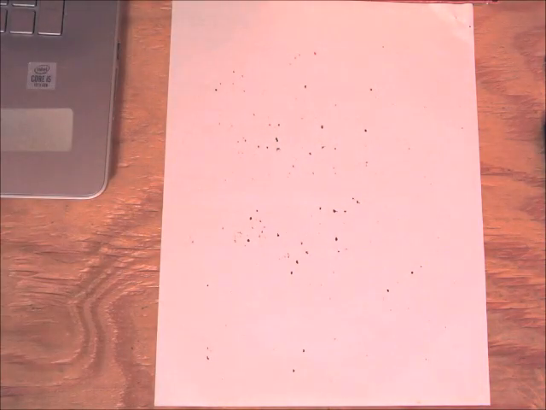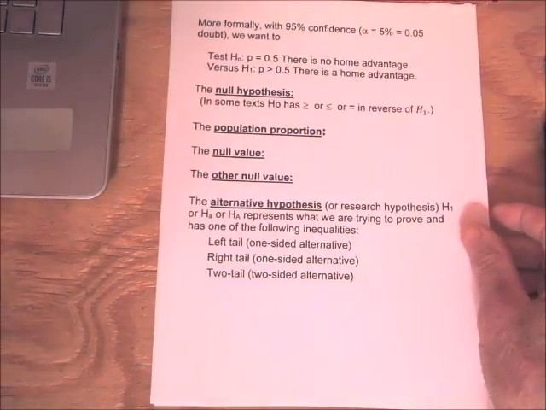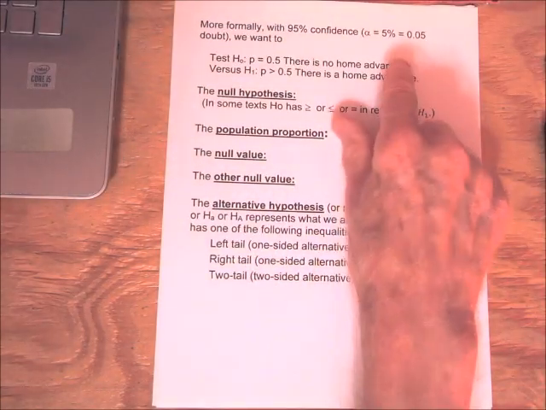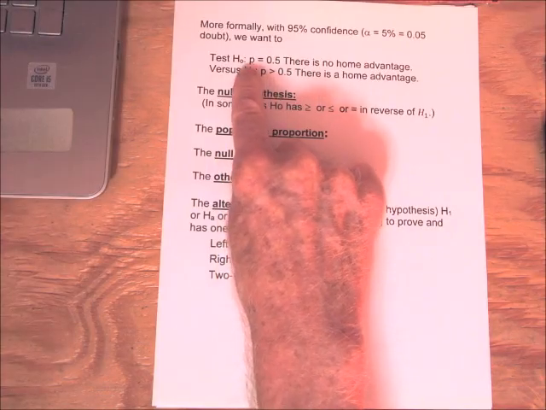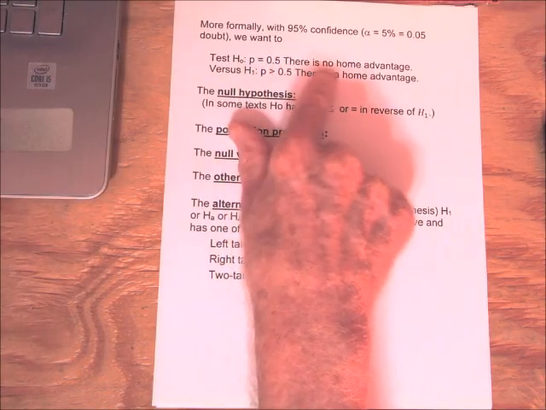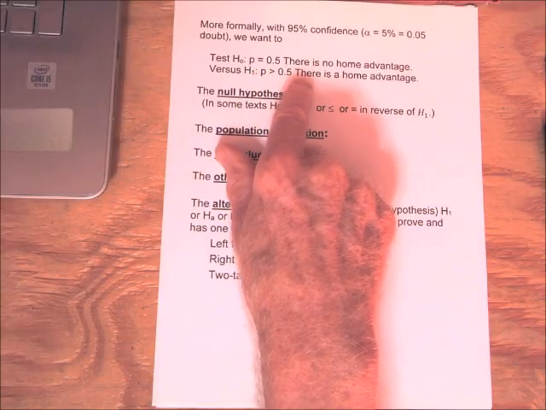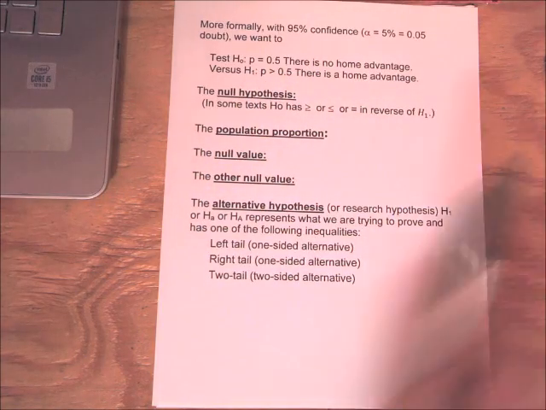More formally, set up the hypotheses. We want to test with, let's say, 95% confidence or 5% doubt. We want to test H0, p equal 0.5, there's no home advantage, versus H1, p is greater than 0.5, there is a home advantage.